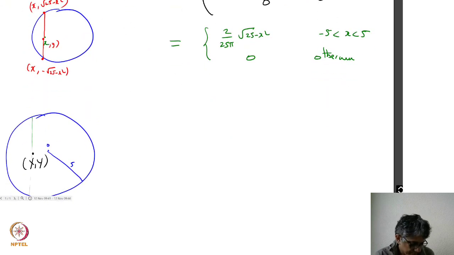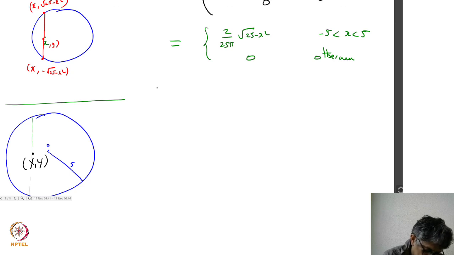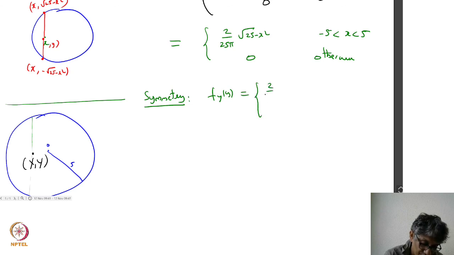And you can do one trick: you can use symmetry and show that f sub y at y is the same thing. f sub y at y is 2 over 25 pi times the square root of 25 minus y squared, for y between minus 5 and 5, and 0 otherwise.